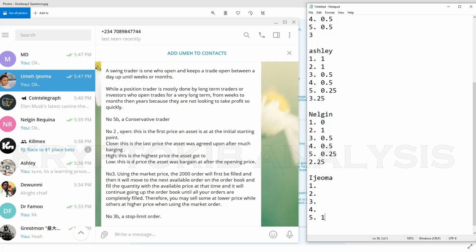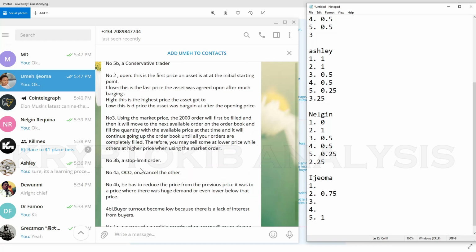Now, wow. So that is 0.25, 0.25, 0.25. That one is wrong. 0.75. Then number 3. Using the market price, the 2000 order will first be filled and then it will move to the next available order. Perfect. Stop limit. That's correct. 3 full points.